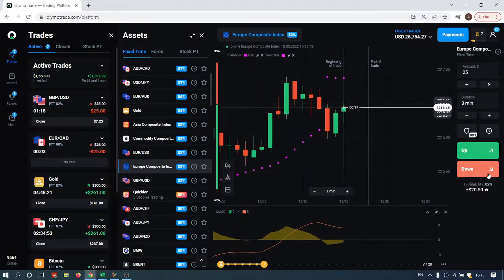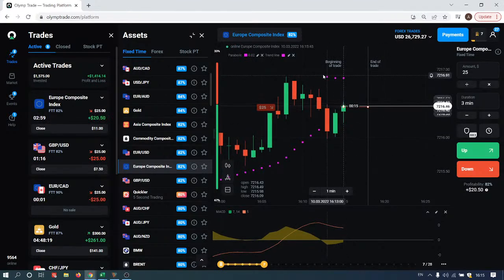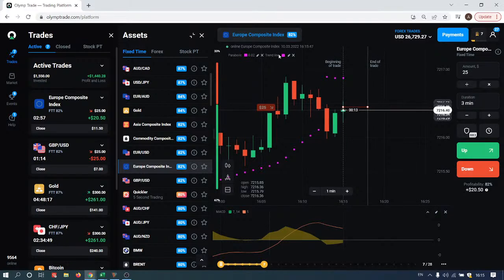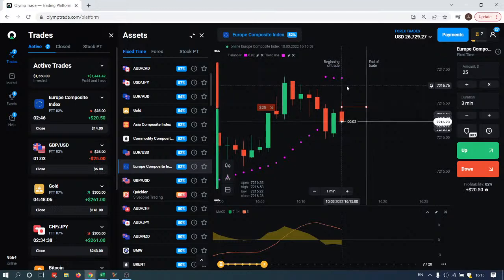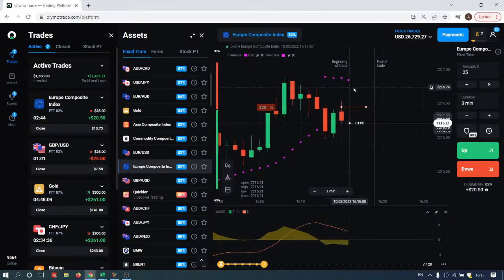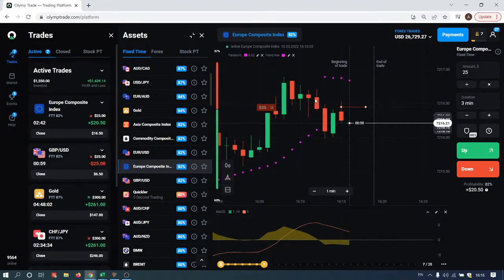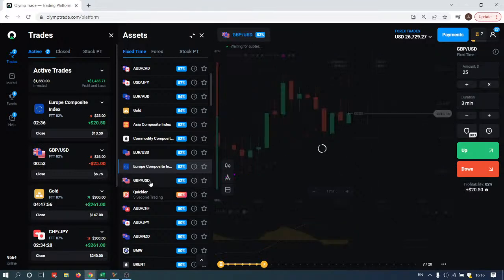Right. Let's try my next trade. It's going to be on the Europe Composite Index, a trade in the downwards direction, because the parabolic SAR is situated above the price, so it creates pressure for a down move, and the MACD indicator is also indicating downwards movement.